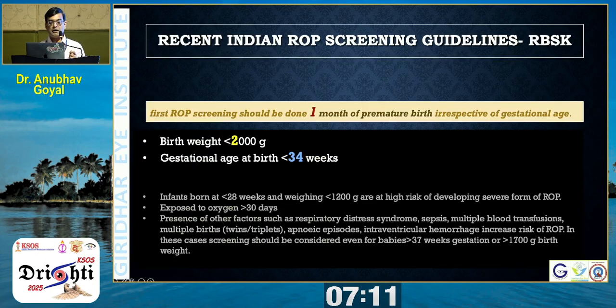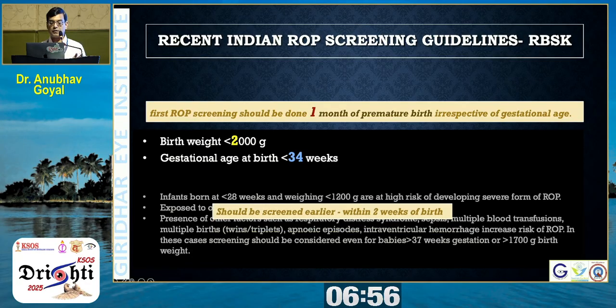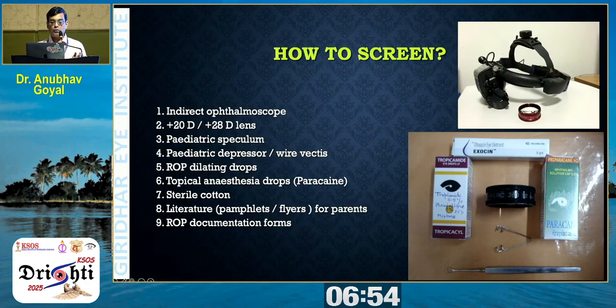So for Indian screening guidelines, as Dr. Divya has told, it is the 1, 2, 3, 4 rule. It's a golden rule. Screen before 1 month of birth, screen babies less than 2,000 grams, and below 34 weeks of gestation, which is very necessary. Earlier, these babies you can screen a little earlier, like 2 weeks after birth. So the golden rule is 1, 2, 3, 4.